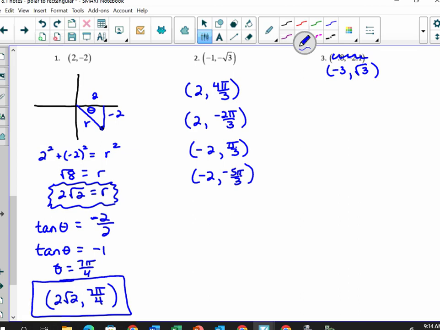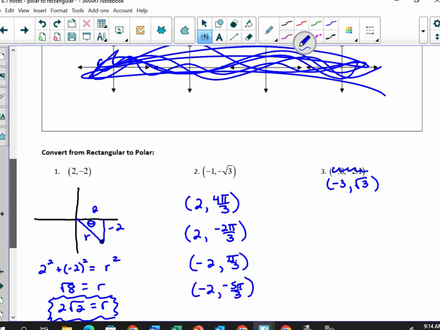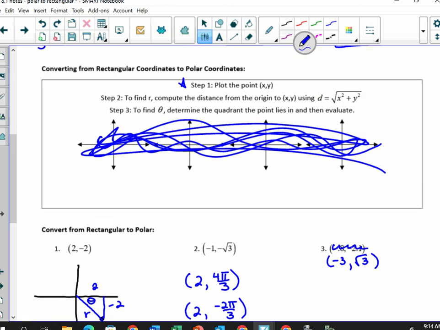Oh, 2 and then pi over 3. No, because that would take you to the first quadrant. Why can't I be in the first quadrant? Because your x and y are both negative. You're in the third quadrant. That plays into account. That's why I want you to plot it first. That's why step 1 is plot the point. You don't have to plot it, but it helps so much with visualizing where the angle is if you plot it.